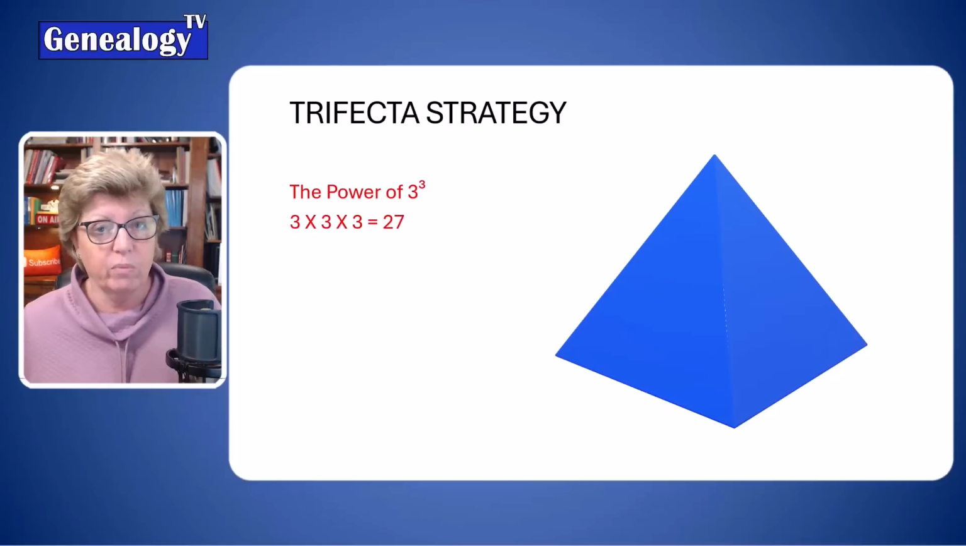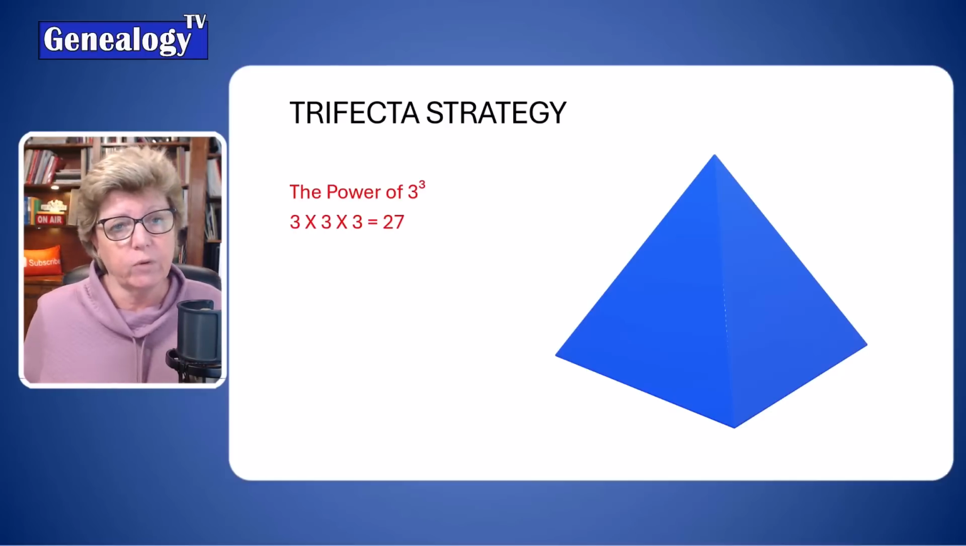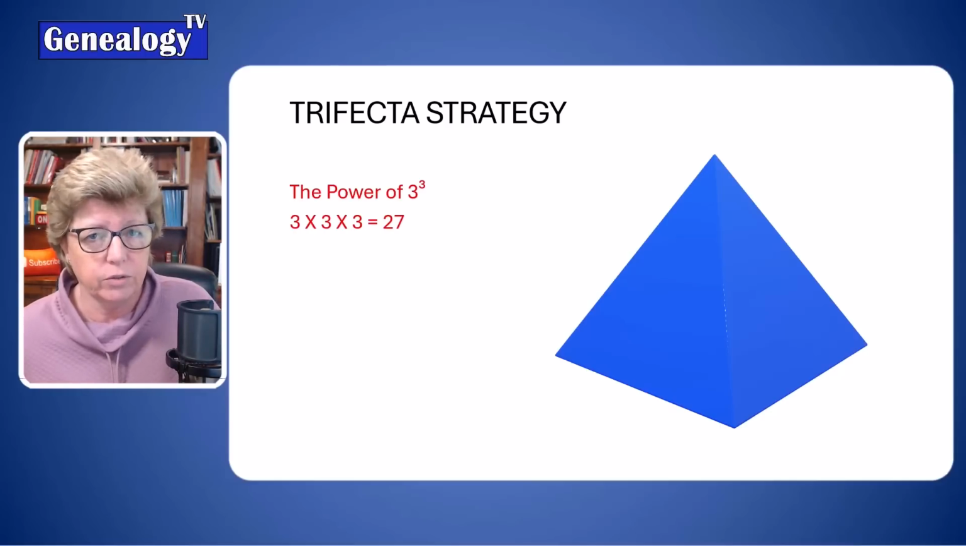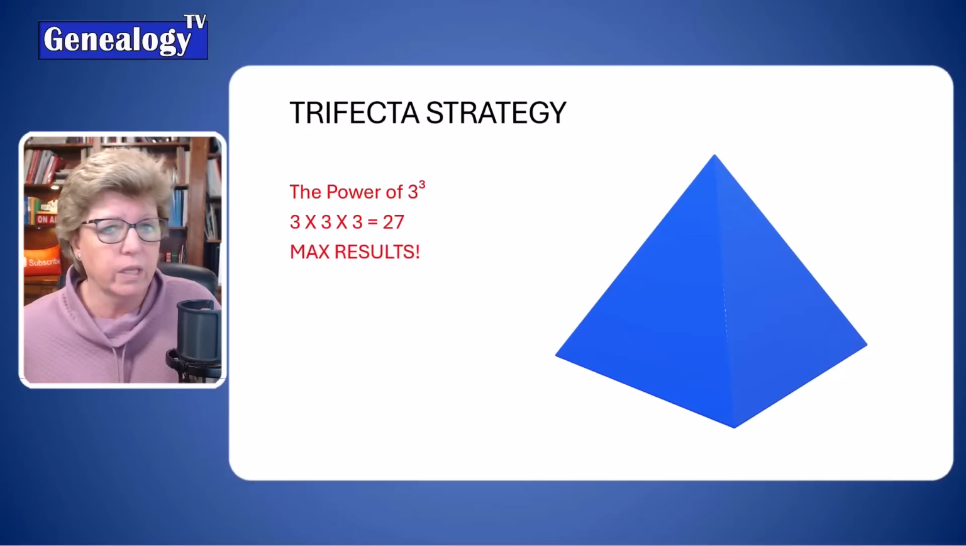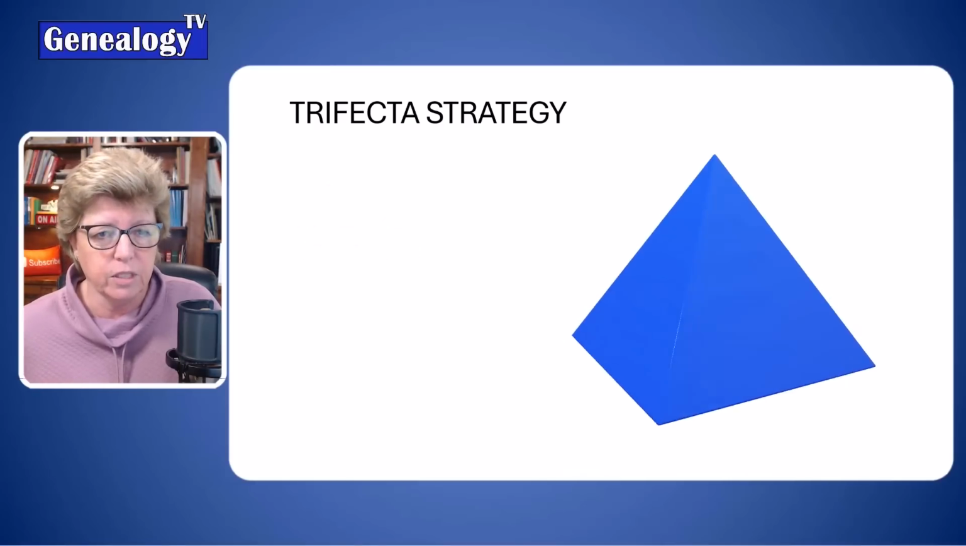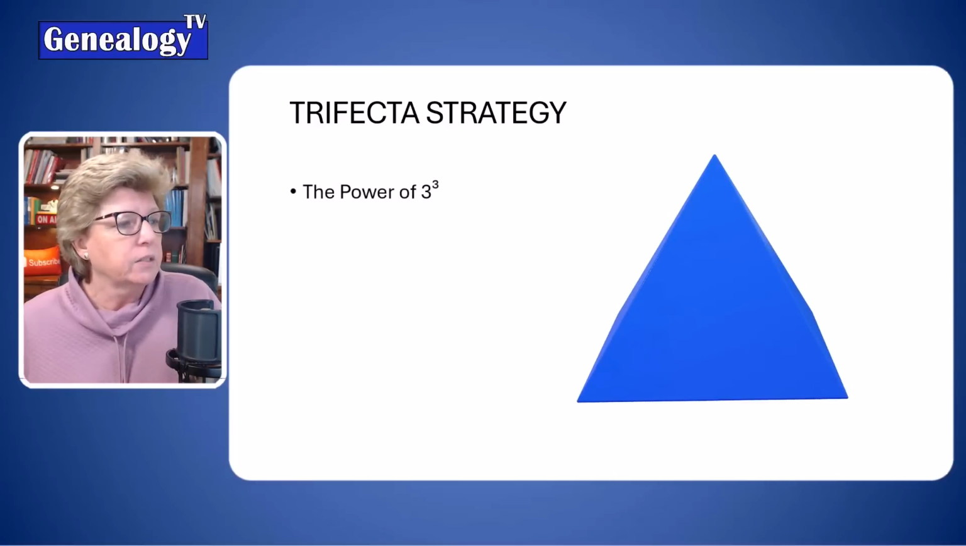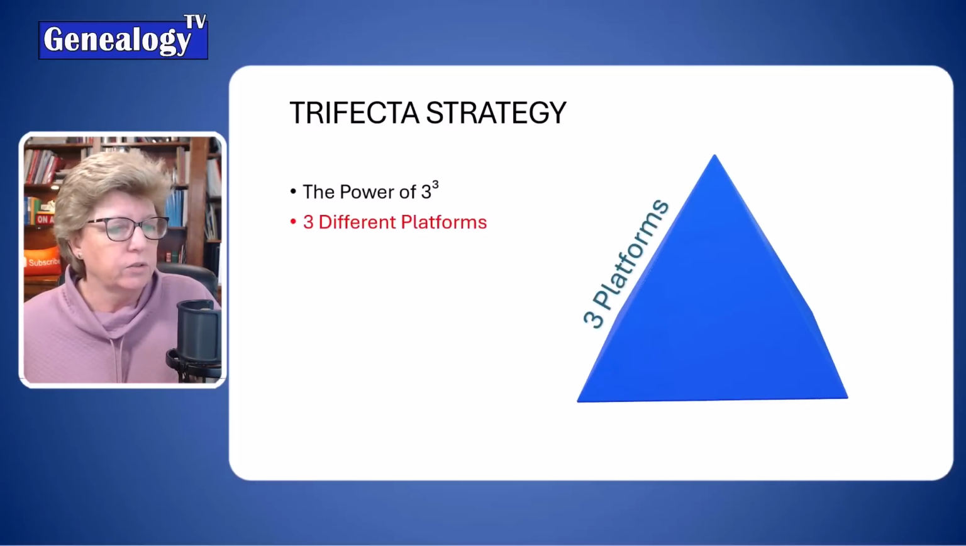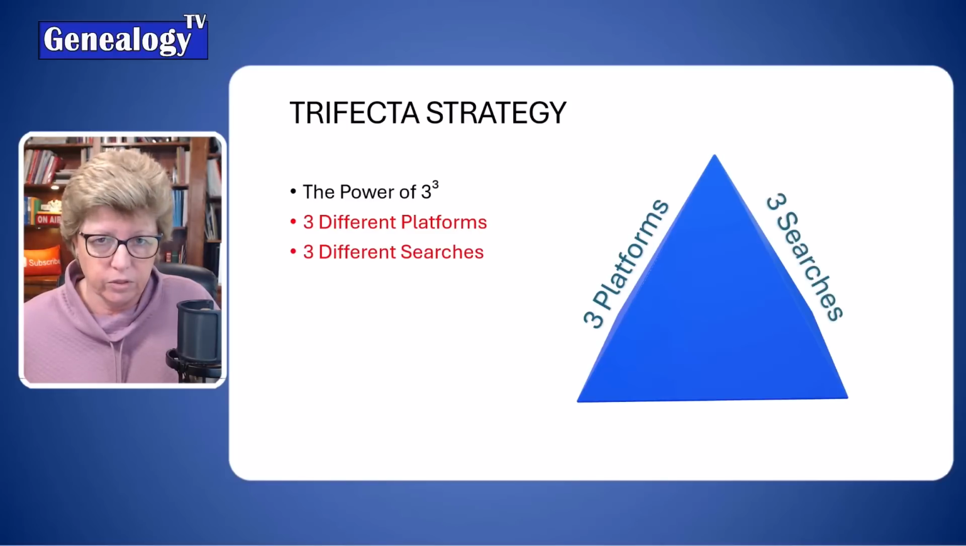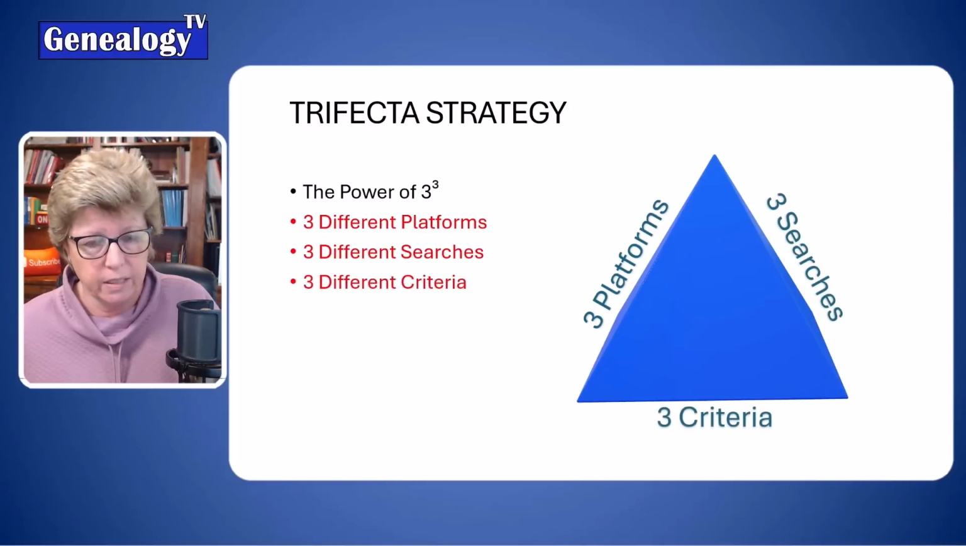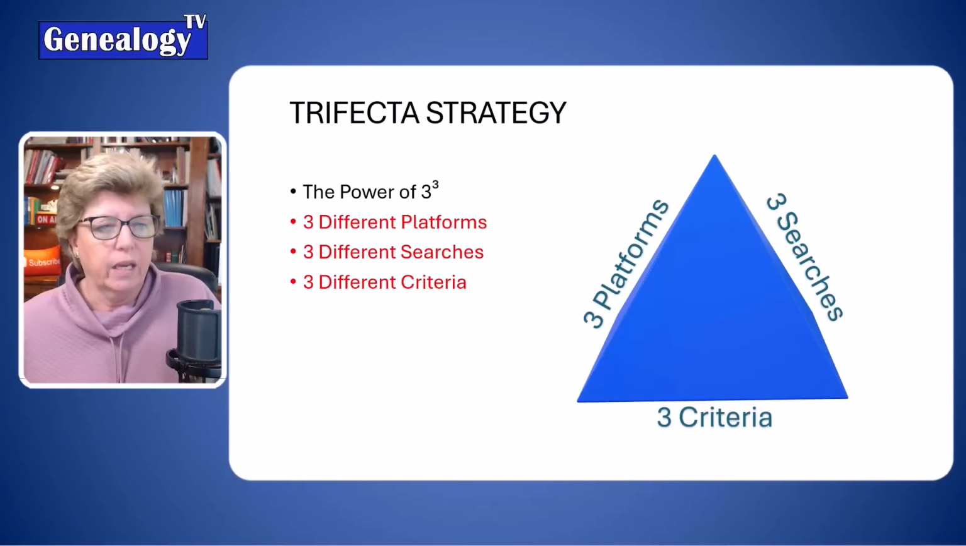27 is not that important, but boy, wouldn't it be cool if you come up with 27 records for this research you're about to do. So this will help maximize your results. So here's the deal. The trifecta strategy does this. It uses 3 different platforms, 3 different searches in 3 different ways. And if you remember nothing else, remember that. 3 platforms, 3 searches in 3 different ways.